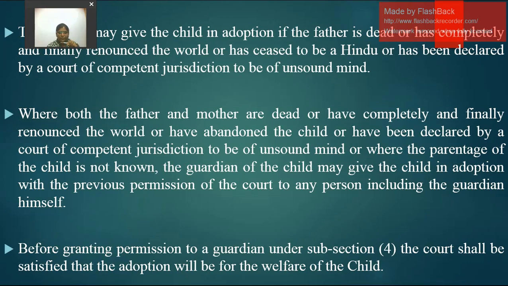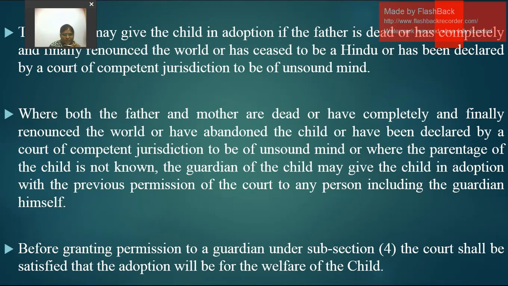Number 1, if both the parents of the child are dead. Number 2, if the parents have finally and completely renounced the world, or if the parents have been declared by a court of competent jurisdiction to be of unsound mind. Number 4, if the parentage of the child is not known, and it also specifies that if the parents have abandoned the child, that is, for example, in cases of foundlings, or it may include a refugee child.